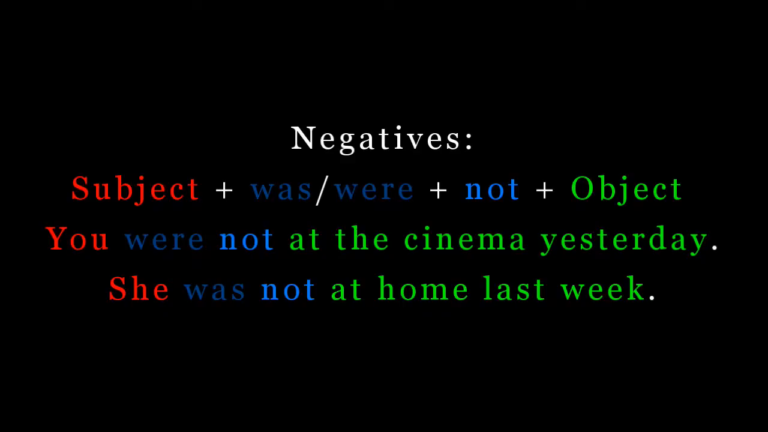And the last thing we have today is negatives. Okay. And so this is formed very similar to the present simple with to be. All we add is not. So when we've got the statement, you were at the cinema yesterday, the negative would be, you were not at the cinema yesterday. Here, she was at home last week, the negative, she wasn't at home last week. Okay, für Verneinungen, alles was wir brauchen, ist das not.